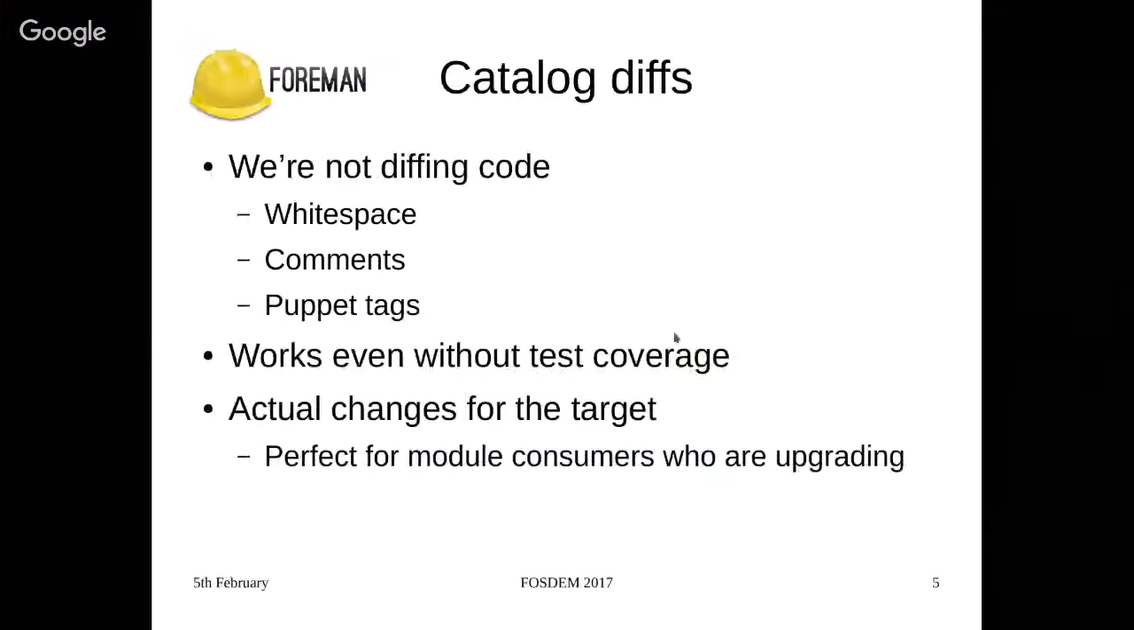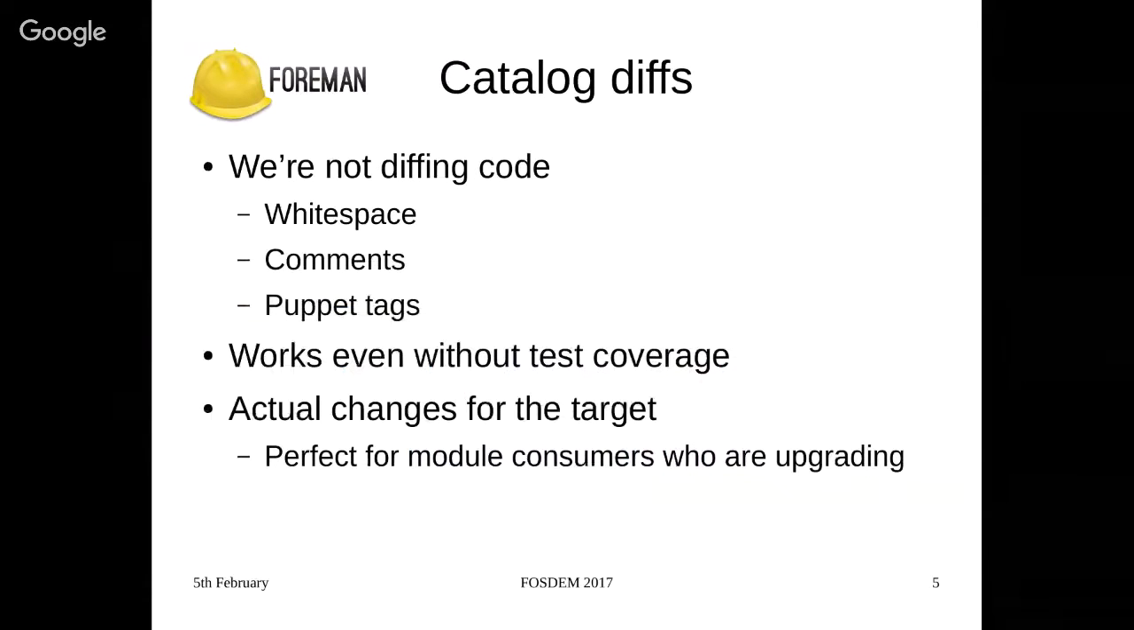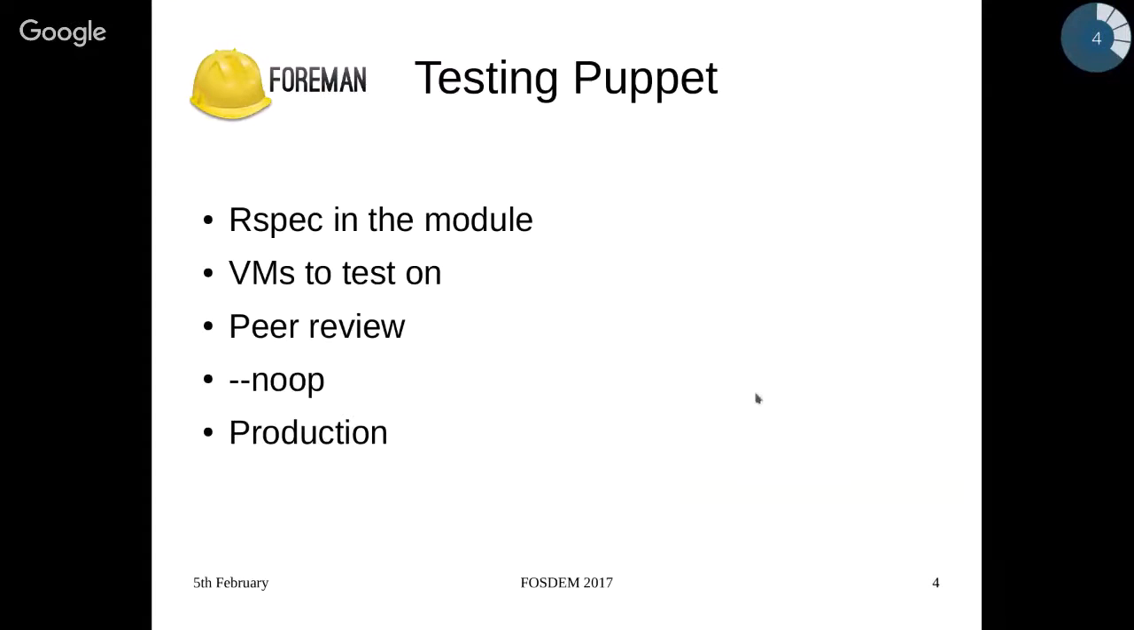Catalog diffs are another way of looking at Puppet modules. If you look at a Puppet module, it's a bunch of code, and you can test that in various ways, right? You can do things like RSpec. You can grab a VM and test the module. You can get someone else to look at your code. You can run it with noop. You can throw it in production and see if it breaks anything, right?